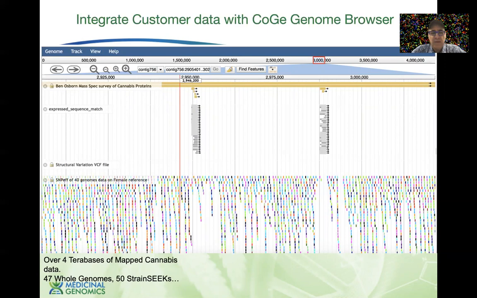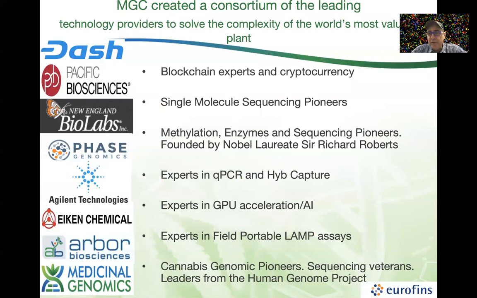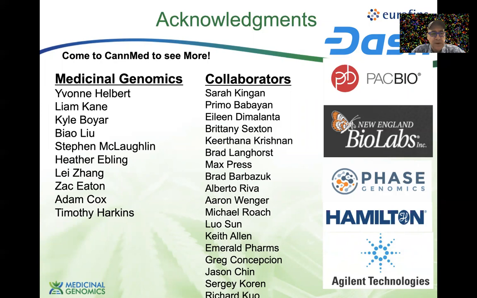And I want to thank all of these other participants. This took a village. We had a lot of folks help on this, from PacBio to NEB to Phase Genomics, Agilent, Eiken, Arbor, and everyone at Medicinal Genomics. This took a tremendous amount of diversity. We couldn't get this all under one roof, so we opted to collaborate with many in the field to make these assays and to get these genomes public. I want to thank all of these people for participating, because it has been a several-year project and has been very fruitful. Thank you.